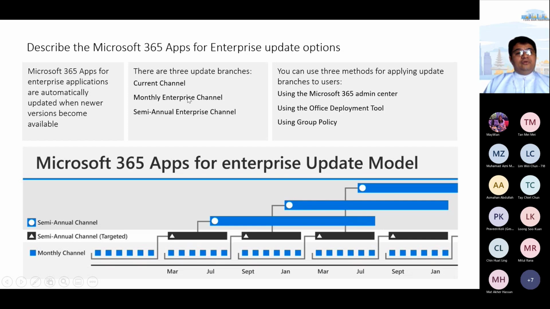These are the three parts. If your organization needs current updates, you must use the current channel. If your organization does not need updates so frequently, you can use the monthly enterprise channel. And the semi-annual enterprise channel is also very useful. Microsoft and other ICT sector applications update every month or every year, and your organization and users need to adapt to this. This is the update channel.